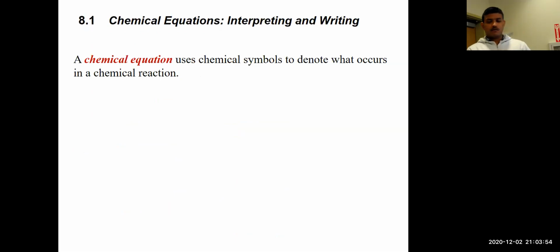All right. So 8.1. Here is where we are going to start discussing chemical equations. But what is a chemical equation, right? A chemical equation uses chemical symbols, or in other words, molecules, to denote what occurs in a chemical reaction. So in simple words, a chemical reaction has the list of molecules that are going to react with each other and the list of molecules that were produced because the reactants reacted with each other. That's what a chemical reaction is.